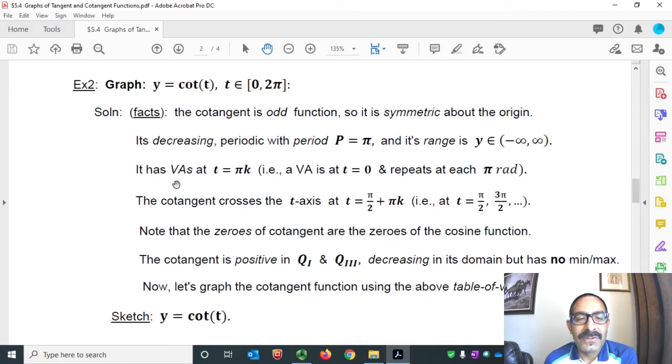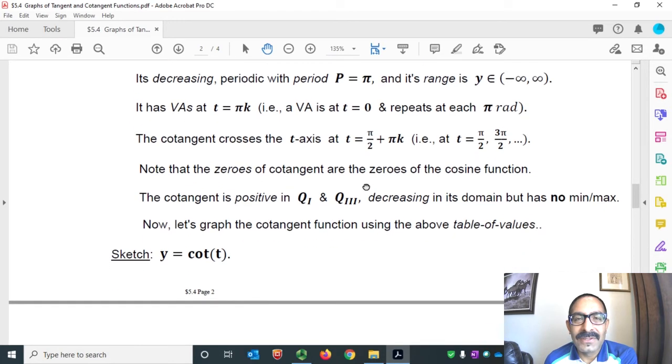The cotangent function has vertical asymptotes at πk. Those are the zeros of the sine function. We know the cotangent equals cosine over sine, and the cotangent function crosses the t-axis at t equals π/2 plus πk. These are the zeros of the cosine function.